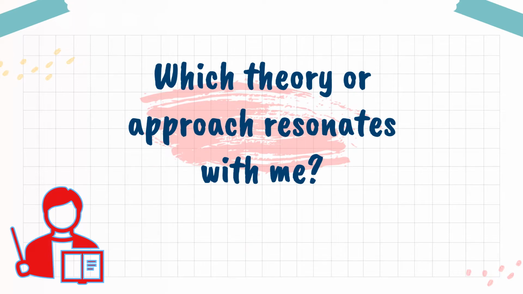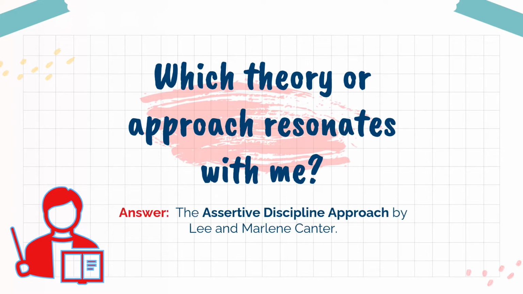Which theory or approach resonates with me? I actually have a two-part answer to this question because I used a blend of two approaches in my classroom. First, the assertive discipline approach worked for me because I'm a bit of a control freak. Therefore, creating my classroom management plan ahead of time and implementing it day one was very appealing to me because I knew how I wanted my classroom to run from day to day.